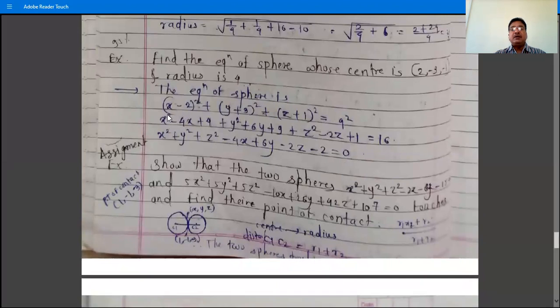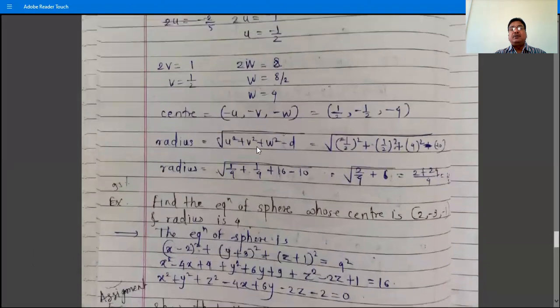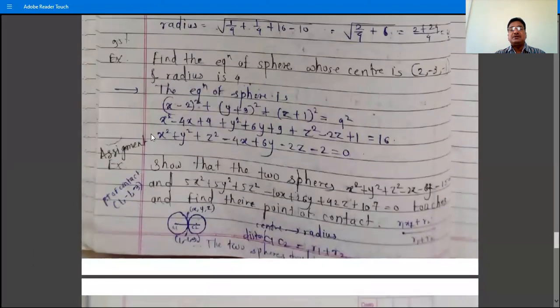And the simplification is what? x square minus 4x plus 4, the square of this bracket, and the square of this bracket is this, and 4 square is 16. After simplification we have x square plus y square plus z square minus 4x plus 6y plus 2z, and the constant term is minus 2, because 4 plus 1 is 5 plus 9 is 14, and this 16 shifted to the LHS becomes minus 16. 14 minus 16 becomes minus 2. So for practice, take this problem in this form, that is, find the center and radius of this sphere. So the center of this sphere is this and the radius is 4.